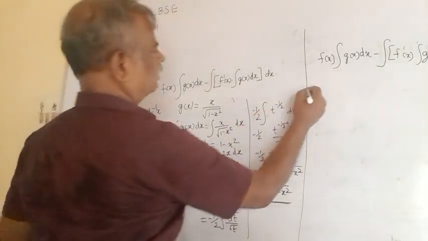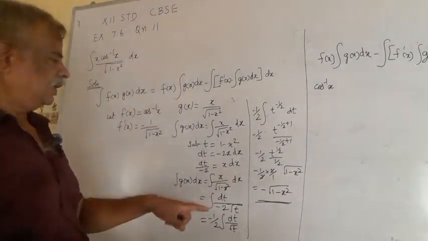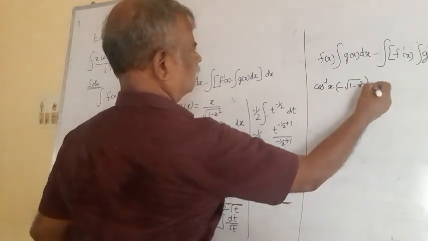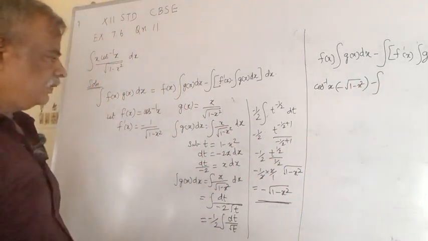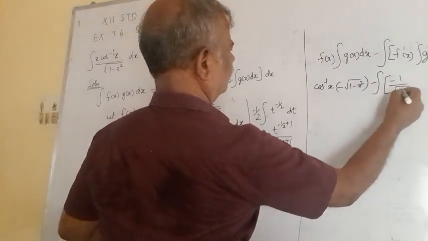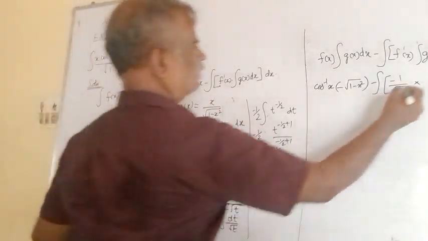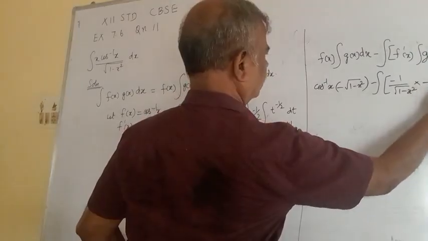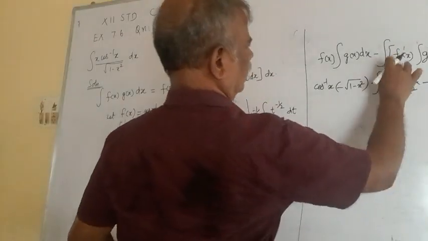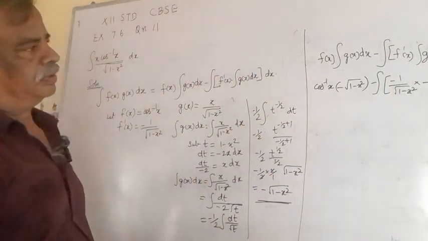Here f of x is cos inverse x. Integration of g of x dx is equal to minus root of 1 minus x square. Minus integration of, what is f dash x? F dash x is minus 1 by root of 1 minus x square. What is integration of g of x dx? Minus root of 1 minus x square dx. Here also, after multiplying these expressions, we must find an integration for it.